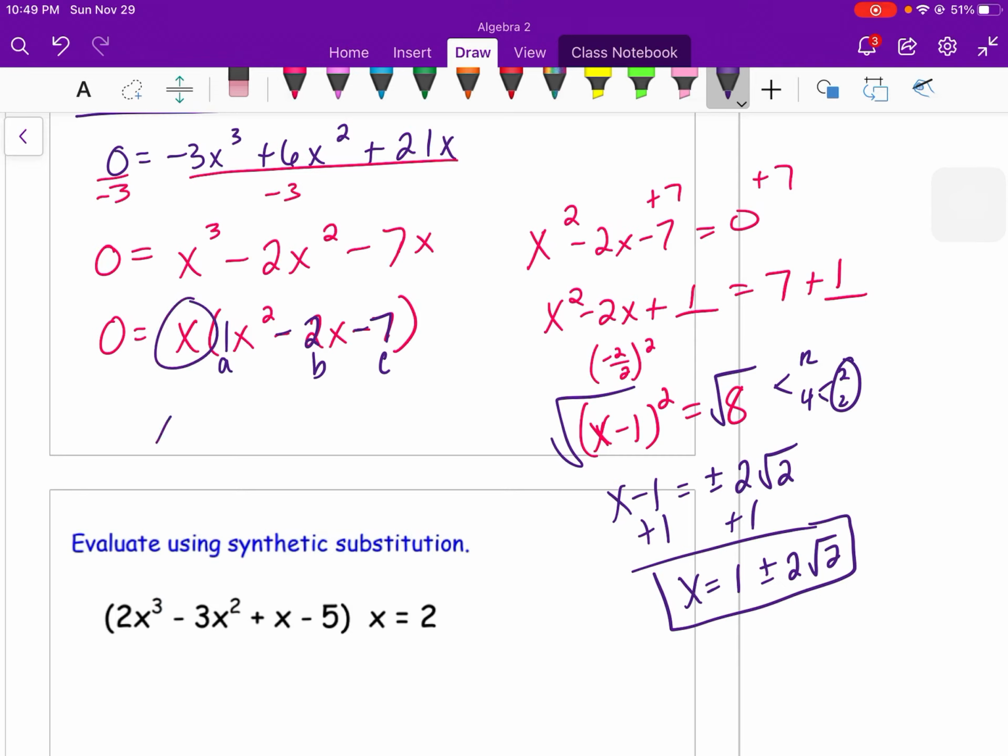And then my third answer would be this x equals 0 right there too, because I'd set both equal to 0. So I get one answer from x equals 0 there, and then my other two answers from solving this one, which I did with completing the square this time. Quadratic formula would work as well since it doesn't factor.